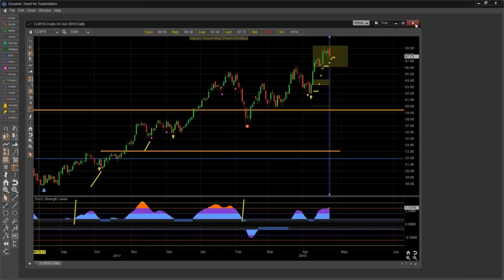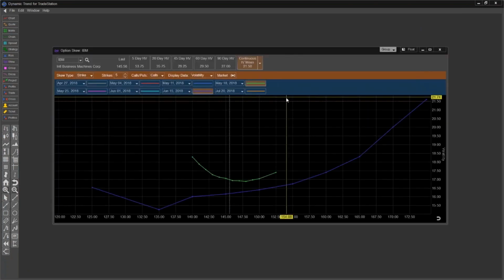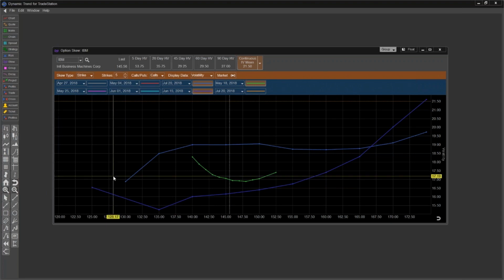Let me talk about the skew for a second. The easiest way to look at the skew is using the skew chart. Okay, so we have IBM, and I've got the May 18th, and I will come up with a June 20th and the June 15th. All right.